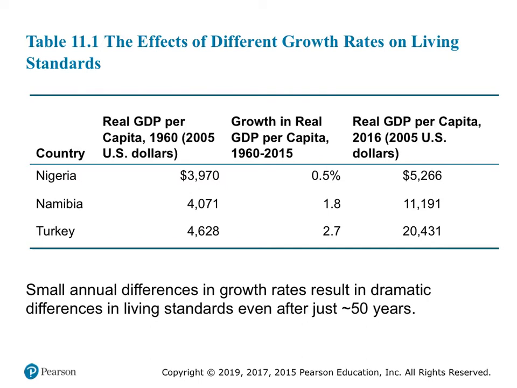However, if you look at Nambia, which had a 1.8% growth in real GDP over that time period, their real GDP per capita in 1960 was $4,000 per person. Remember, real GDP per capita is average income per person. And in 2016, it was $1,100. So that's a bigger increase.